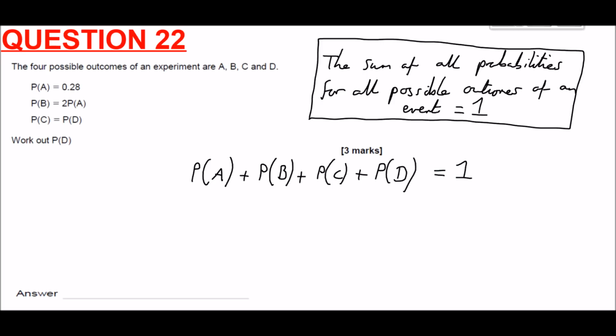And so what we can do here is fill in this information according to what's been given to us. So we're told that the probability of A is 0.28. And so we can put this value in place of PA. Probability of A is 0.28. So let's just put that in.